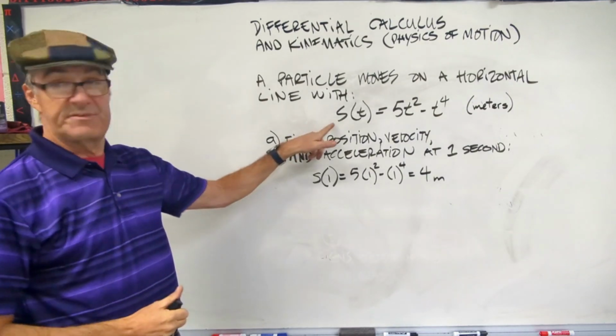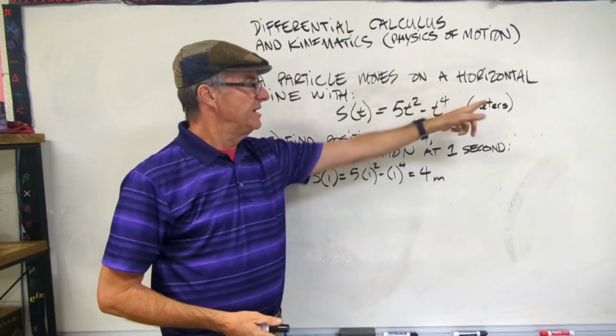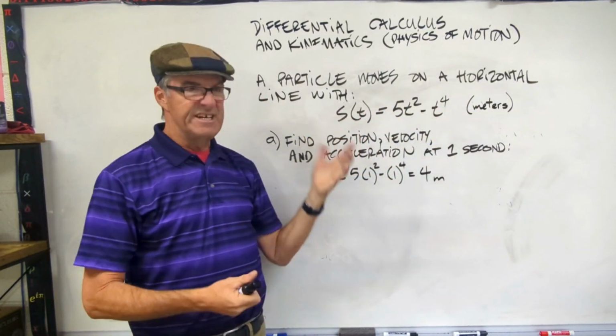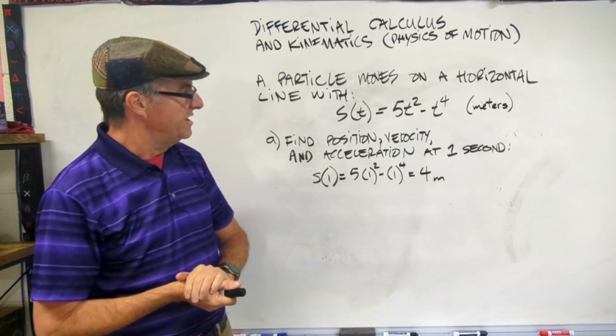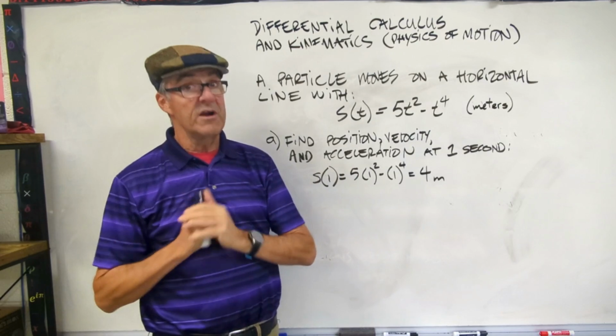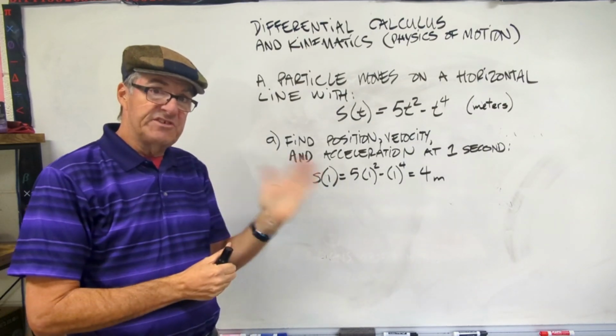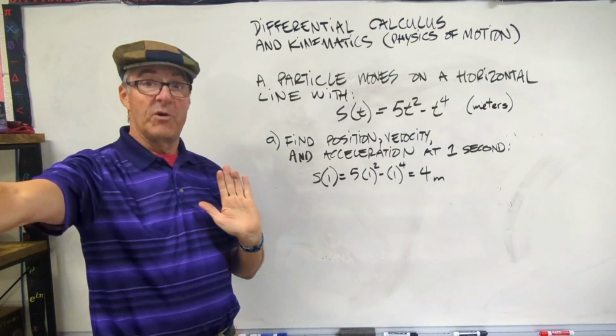So here's our displacement function, 5t squared minus t to the fourth, in meters. Whatever t is, let's say seconds, I think that's what this one is, you plug your seconds in here and that tells you where the object is, how much displacement has occurred from its fixed starting point to whatever the ending point is.